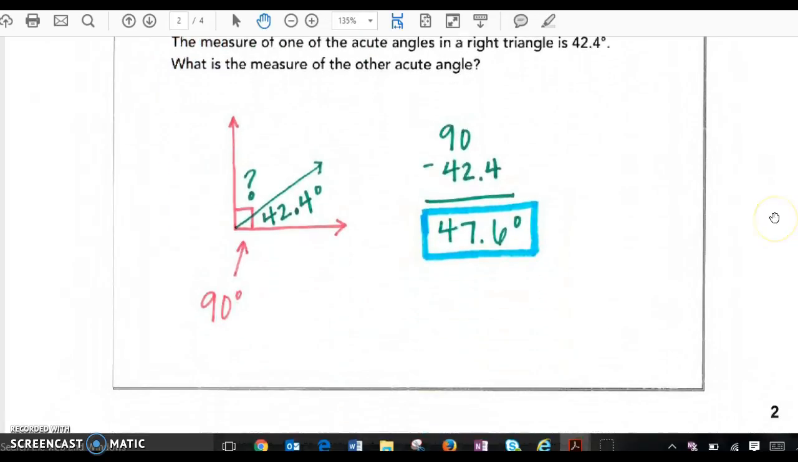The next example says the measure of one of the acute angles of a right triangle is 42.4. So I drew a right triangle. Remember, that's 90 degrees in the corner there. If one of the angles is 42.4, you would take 90 degrees, subtract 42.4, and the remaining 47.6 would be the other acute missing angle, which would be this piece right here. Again, you could add up 42.4 and 47.6 to make sure that you got 90 degrees.